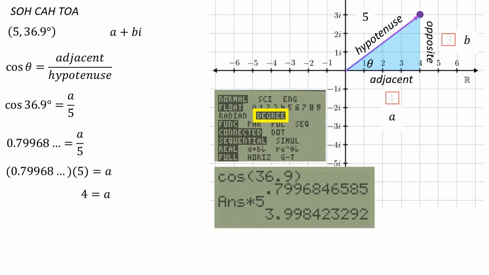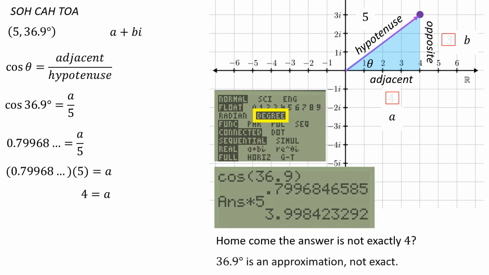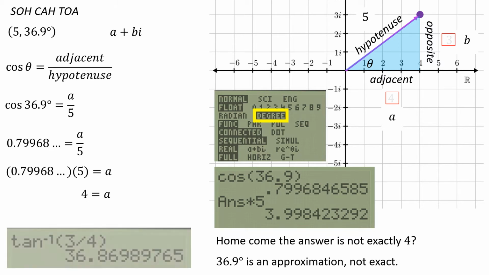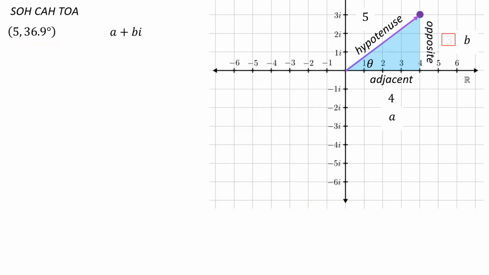The reason why it's not exactly 4 is that 36.9 degrees was not exact, right? 36.9 degrees was an approximation, rounded off. That's why we're not getting exactly 4. When we did the arctangent of 3/4, we did not have 36.9 exactly. That's the discrepancy. Okay, so indeed, the real number component is 4.